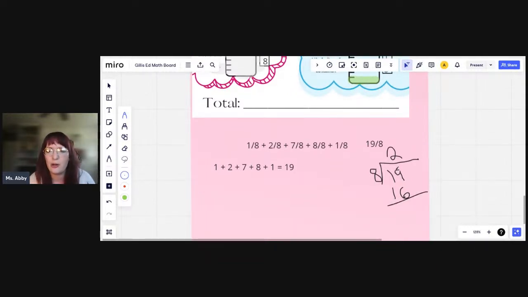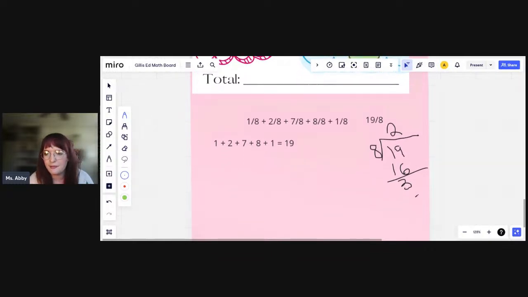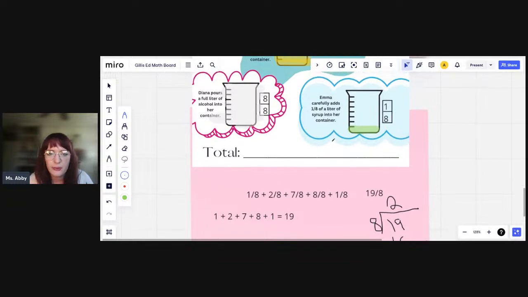And then we need to figure out how much we have left over, because we can't fit 8 in it any more times. So we're going to subtract 16 from 19 and get a 3. So we have 3 left over. So we know that our total is going to be 2 and 3/8 as our fraction.